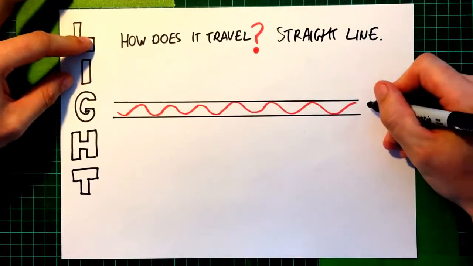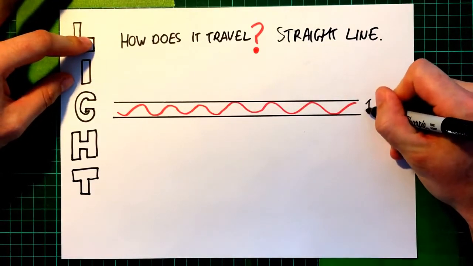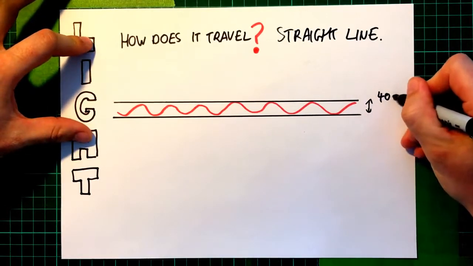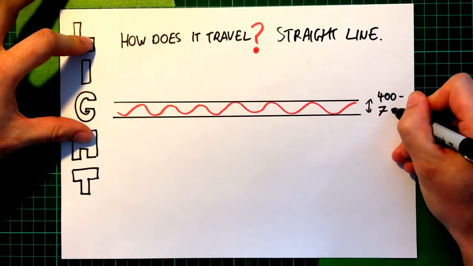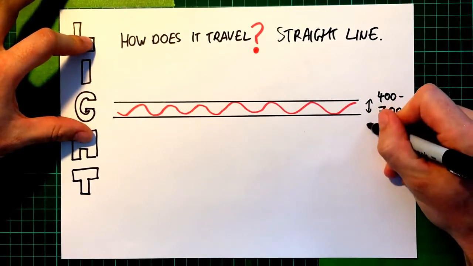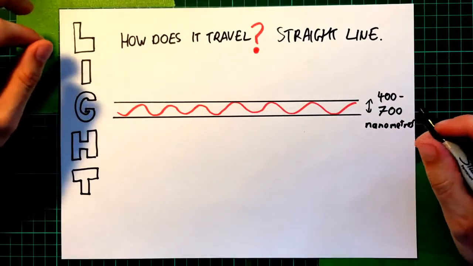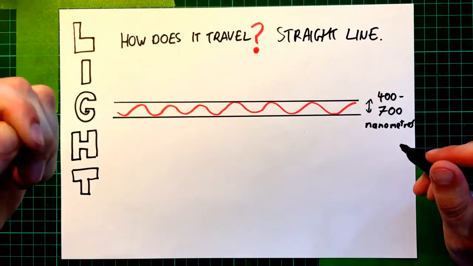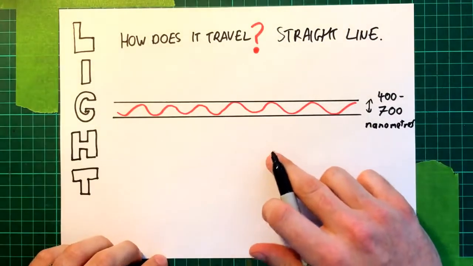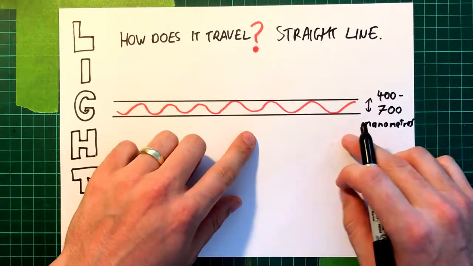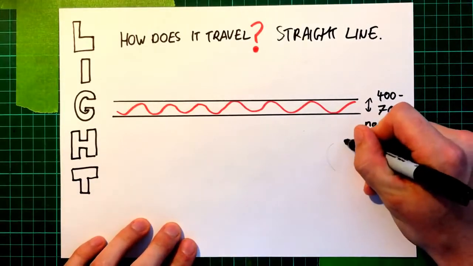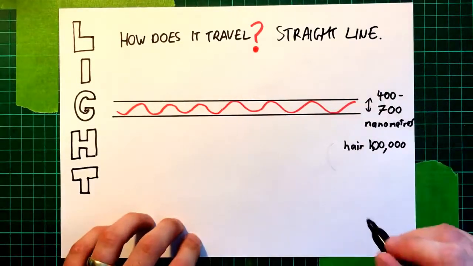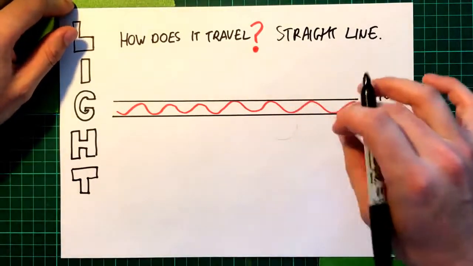However, what is helpful to remember is the size of this wave, which is between 400 and 700 nanometers. Now, to put that in context, a human hair, if I try and pull one out of my head, a human hair is 100,000 nanometers, which puts light on a very, very small scale indeed.